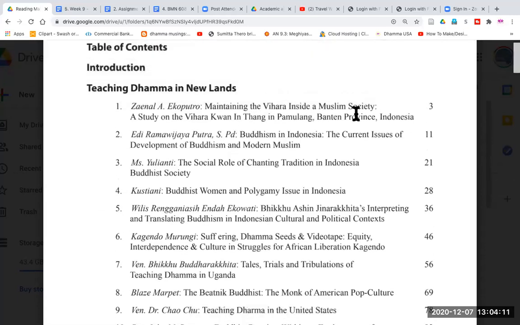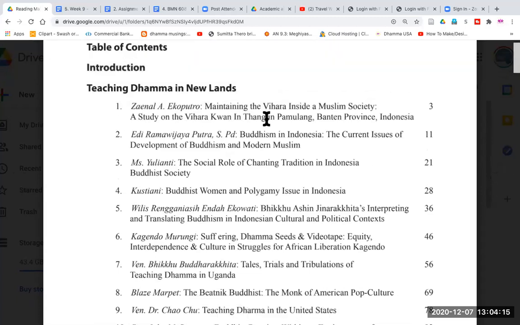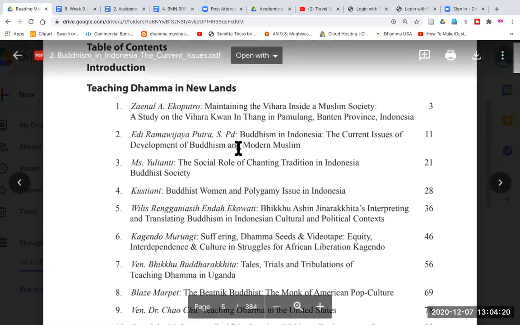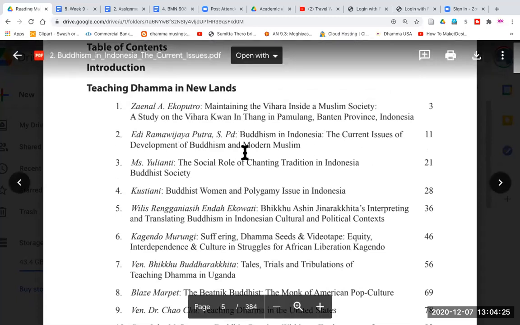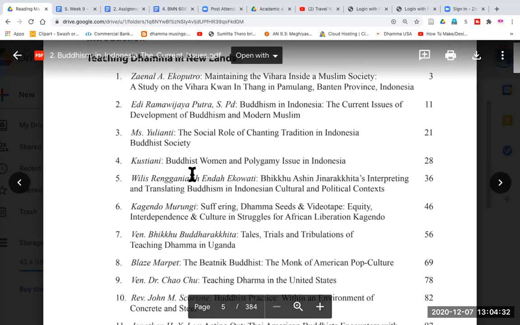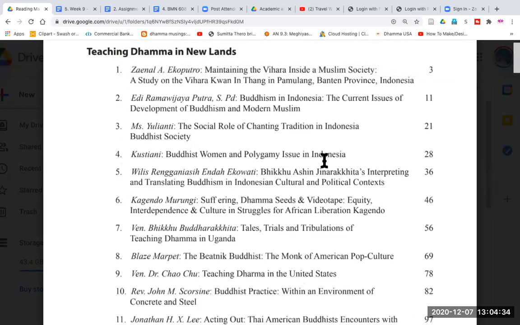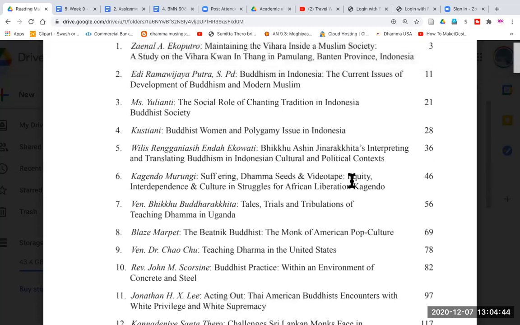Maintaining the Vihara inside the Muslim society: Study on the Vihara Kuang In Thang in Pamulang, Banten province, Indonesia. And then Buddhism in Indonesia: the current issues of development of Buddhism in modern Muslim society. The social role of chanting tradition in Indonesian Buddhist society. Buddhist women and polygamy issue in Indonesia. Bhikkhu Ashin Jinarakkhita's interpreting and translating Buddhism in Indonesian cultural and political context.